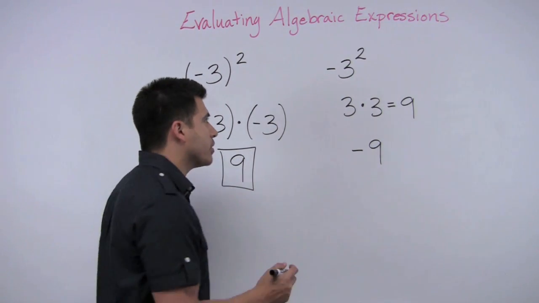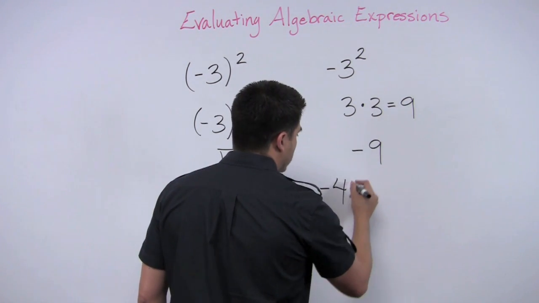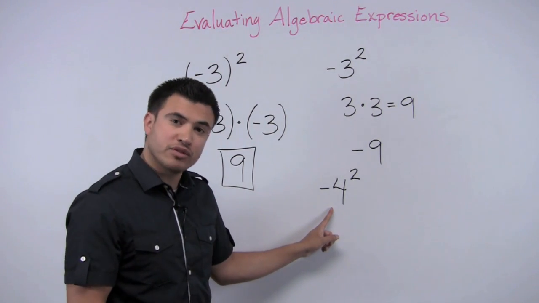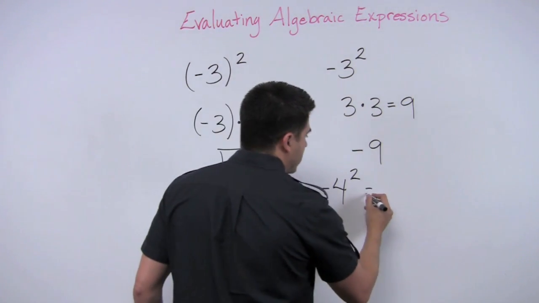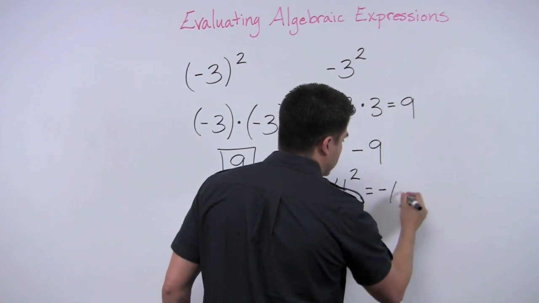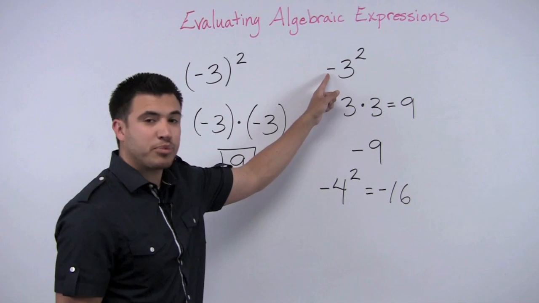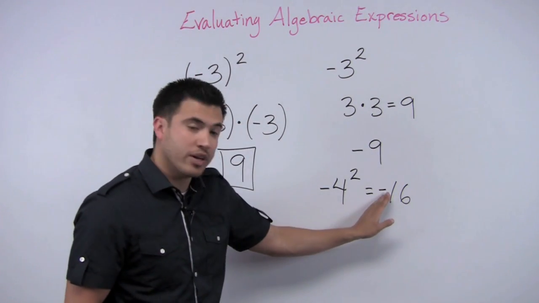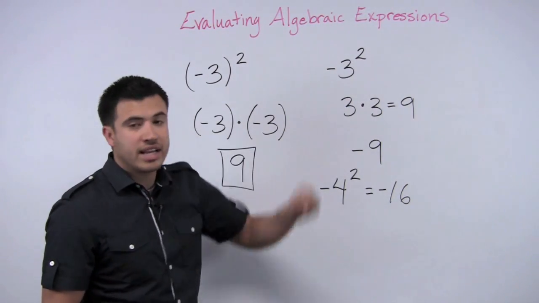Let me give you another example here. What if we did -4 squared? Well, we know that 4 times 4 is 16, and we always bring that negative around, so that would equal -16. And that's the difference, because it's not in the parentheses, so you don't worry about that negative until the end when you bring it around, and that only works when it's to an even exponent.